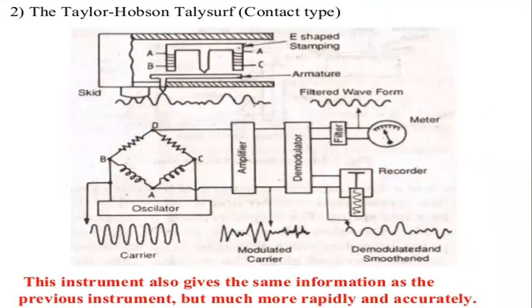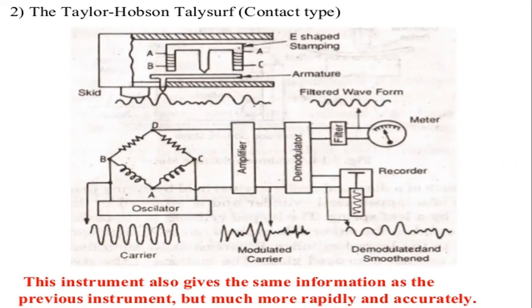Next one is the Taylor Hobson Talysurf instrument. This instrument also gives the same information as the previous instrument, but much more rapidly and accurately, by using electrical parts. So we are getting accurate and more rapid measurement.